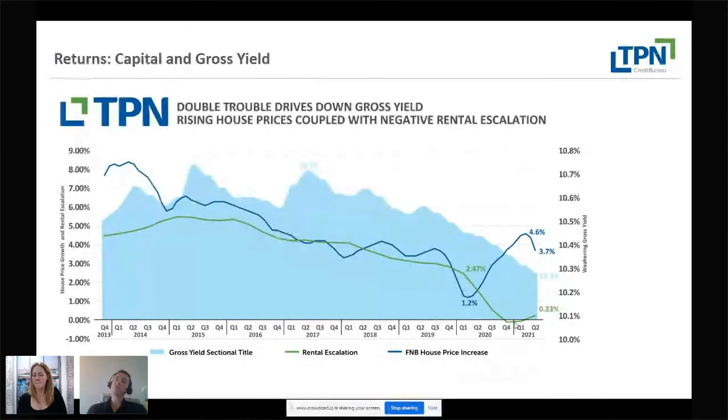So Michelle, seeing this data now, as an investor myself, what would you say I should project my capital appreciation to be for, let's say, Gauteng?